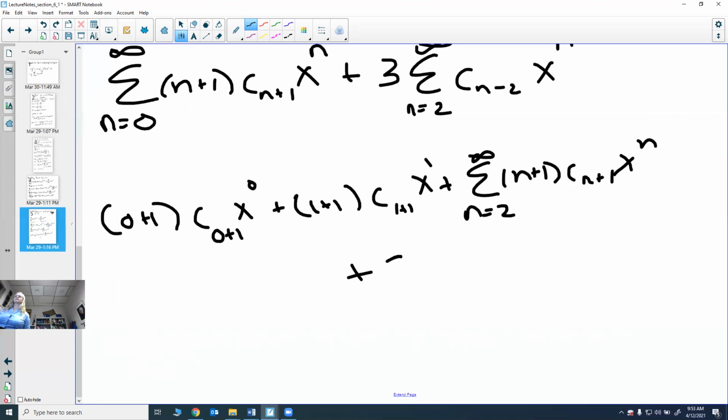Then I have this plus this 3. I'm going to take the 3 inside. n equals 2 to infinity of 3 c sub n minus 2, x to the n. And now I notice these two summations start at the exact same place. So they're both of them starting at x squared and onward.